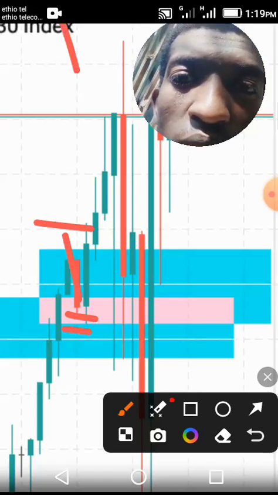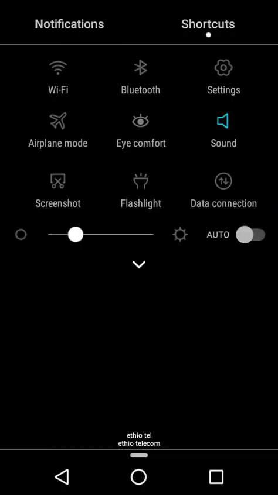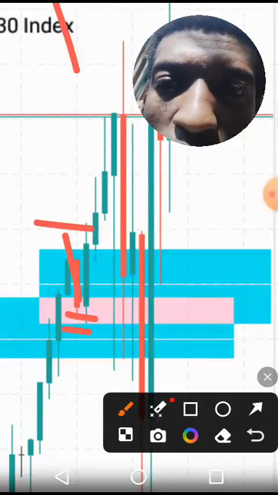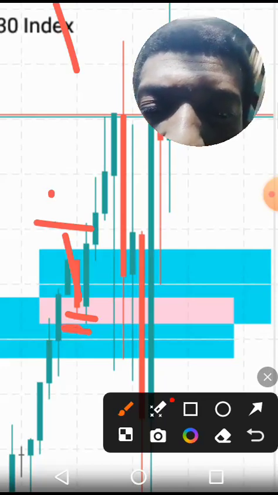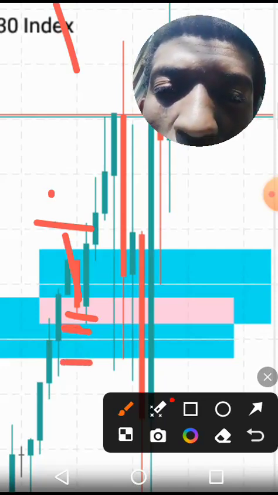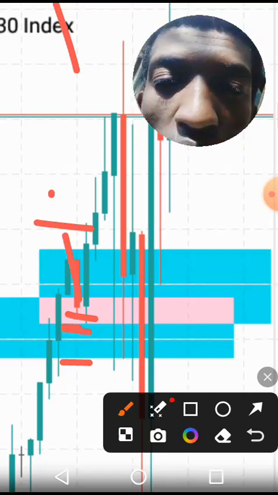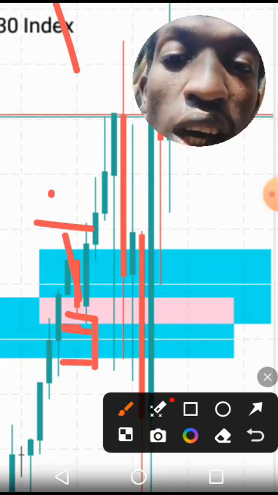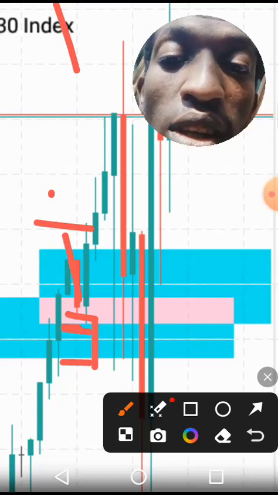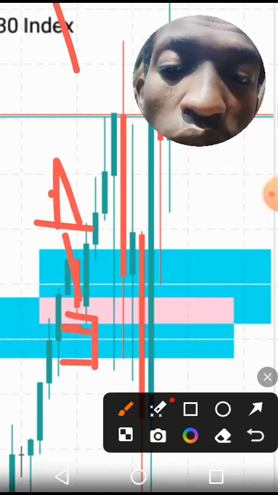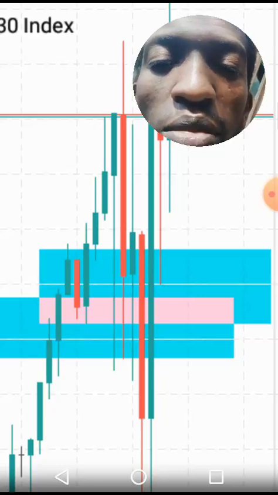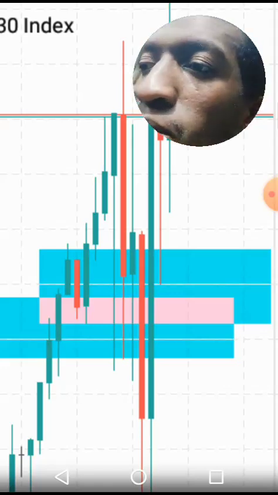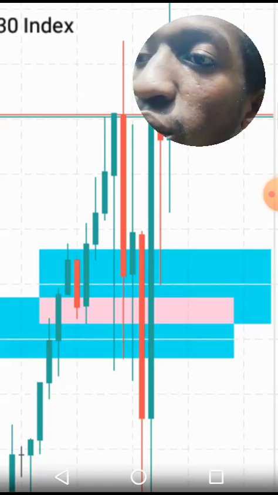Alright, let me increase this brightness again. You can see the sun is out. So here, as you can see, if your stop loss is down there, that is the safest place. The price will not come down there and break it unless we are changing the program from a buy to a sell. I just put these alternative options for you to see it for yourself, okay?